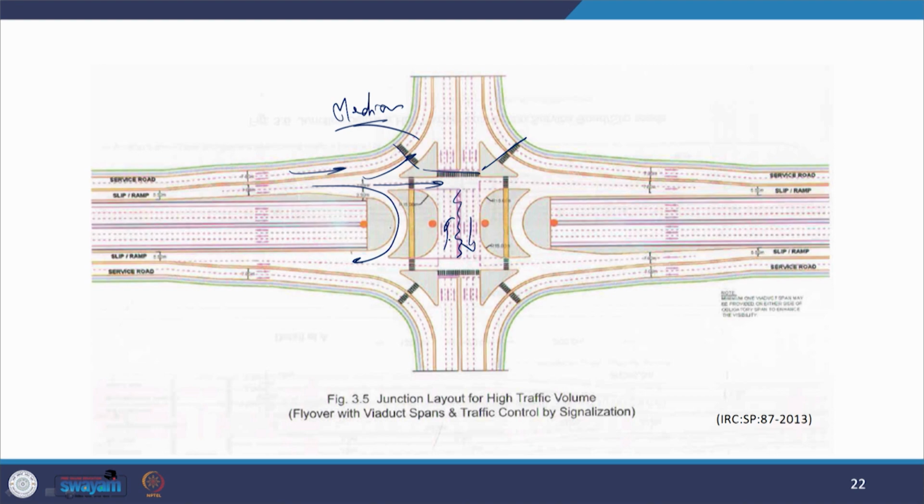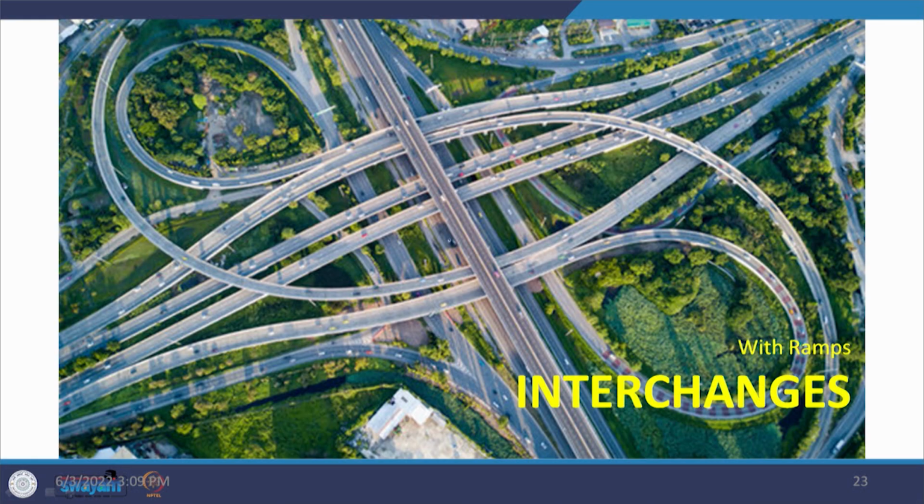Now let us look at the interchanges which are being provided with ramps. As you can see in this photograph, many directional movements are being provided, and they are exclusive directional movements without any interference with any other movement, and that is where the flow becomes uninterrupted and keeps going. But then the amount of area which it is going to occupy is enormous, and the cost involved in providing these types of interchanges is also quite high.